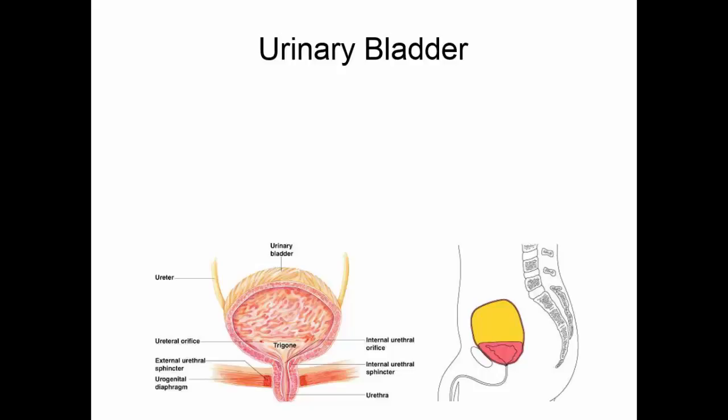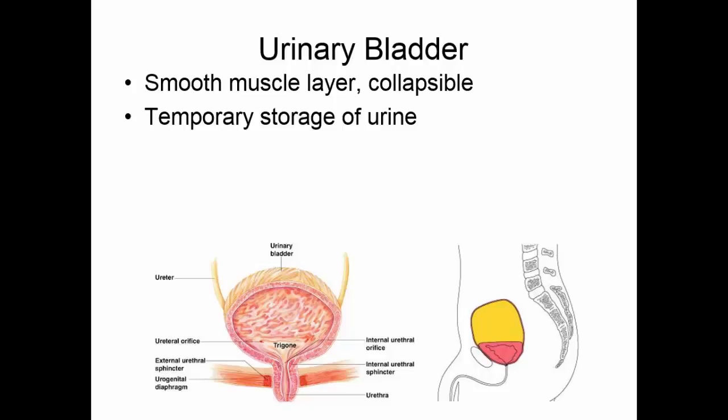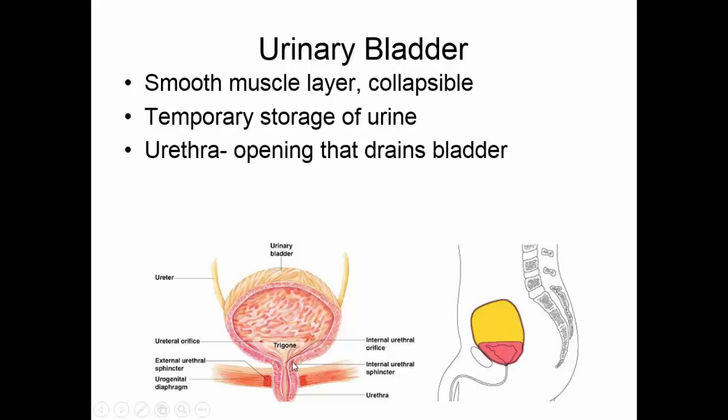The urinary bladder is a sac that has a smooth muscle layer. It's collapsible. It will collapse down if it does not have urine in it. This is for the temporary storage of urine before it leaves the body. The urethral opening is the opening in the bladder that drains the bladder.